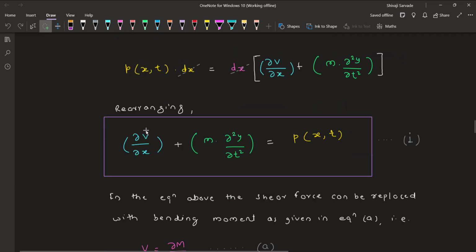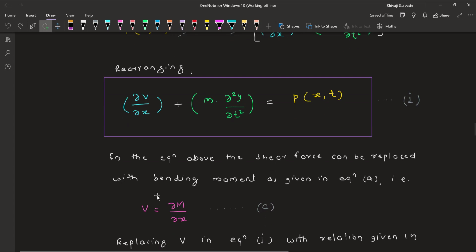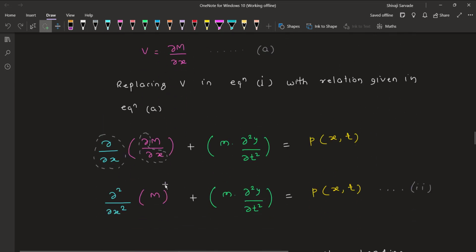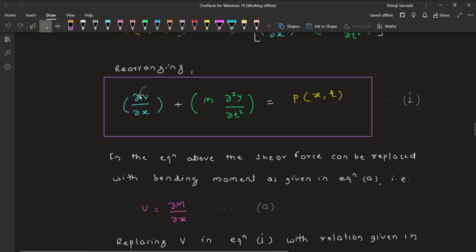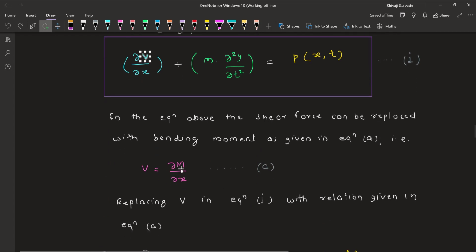Now in this equation, we can replace this V because we have a relation between V and the bending moment. This relation is nothing but shear force is equal to the first derivative of moment with respect to space. So this V will be ∂M by ∂x. So we'll replace it. Once I replace, this ∂ by ∂x comes out and we are replacing this V by ∂M by ∂x.